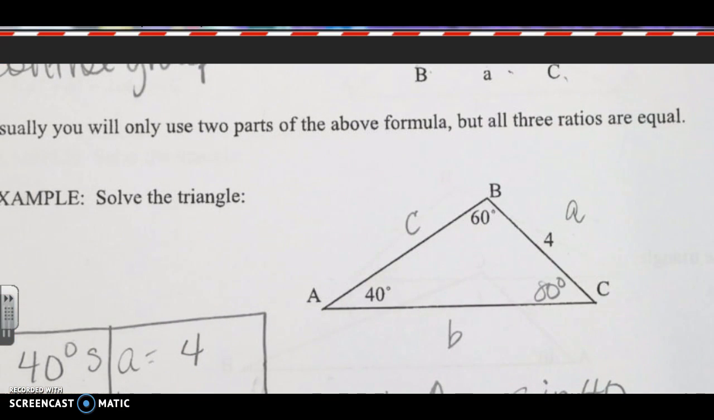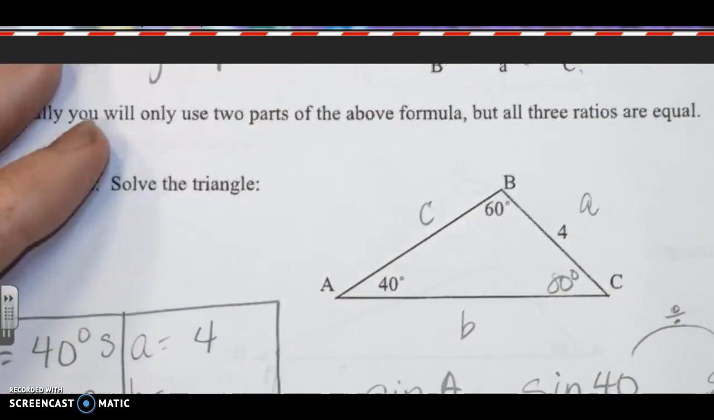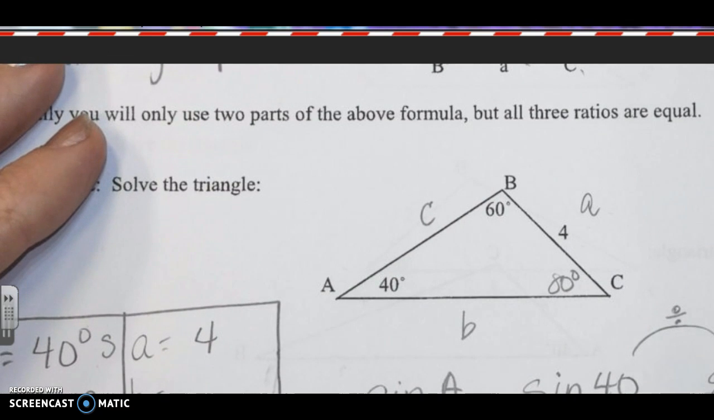Let's figure out B first. My measurement of B is 60, and I'm trying to find side B. When you have a proportion like that, how would you solve it? You would cross multiply. The easiest thing to do is multiply the pair that you have and divide by the value, part of the pair that you have. So this would be B equals 4 times sine 60 divided by sine 40.